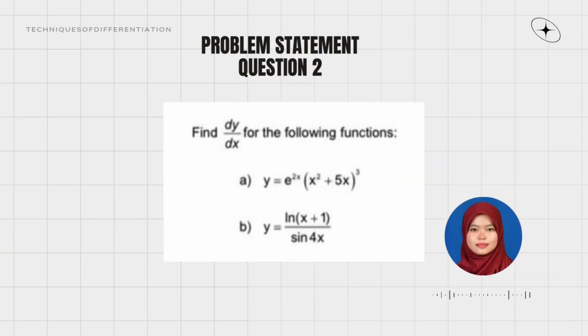Problem statement, question 2. We need to find dy by dx for the following functions. For question A, we were given y equals e to the power of 2x multiplied by x squared plus 5x raised to the power of 3. In question B, we were given y equals ln of x plus 1 divided by sin of 4x.